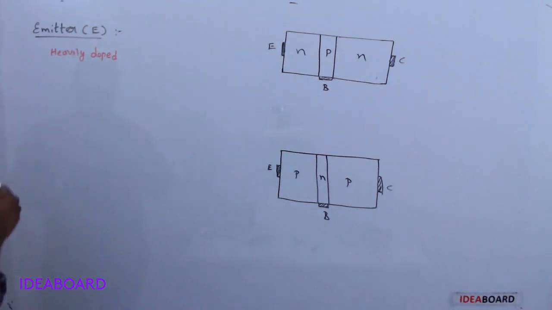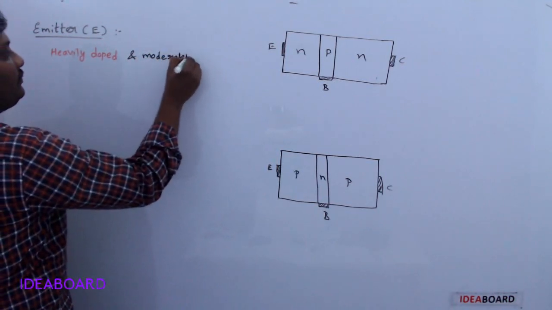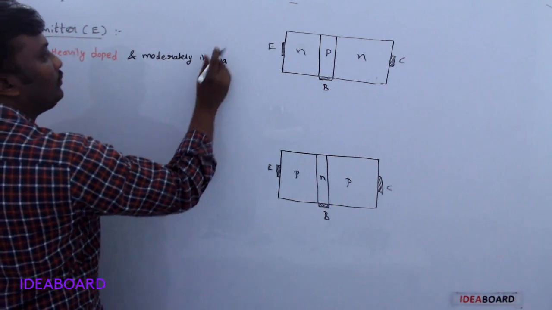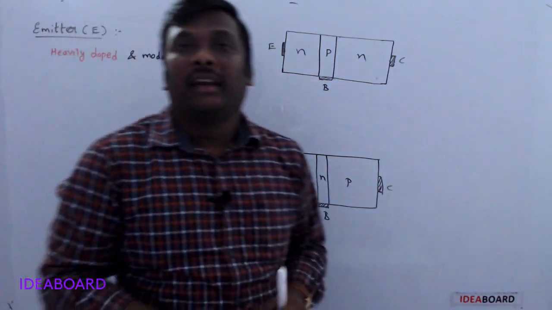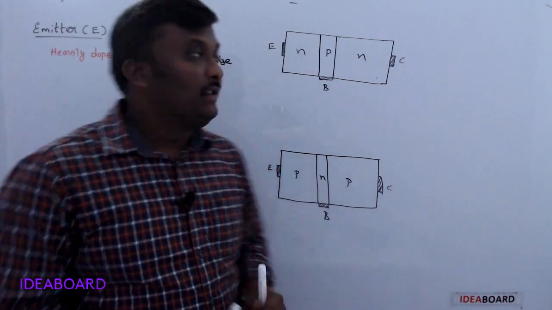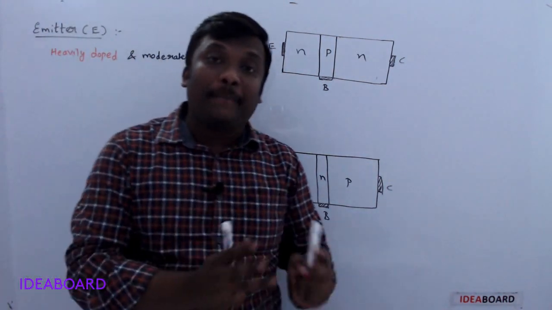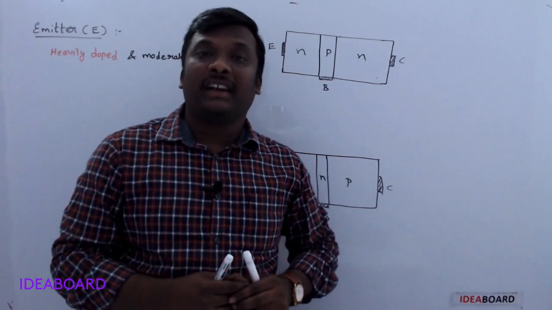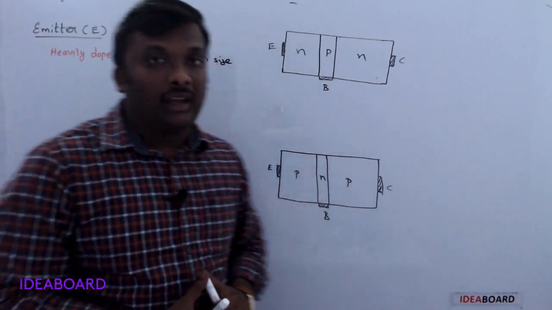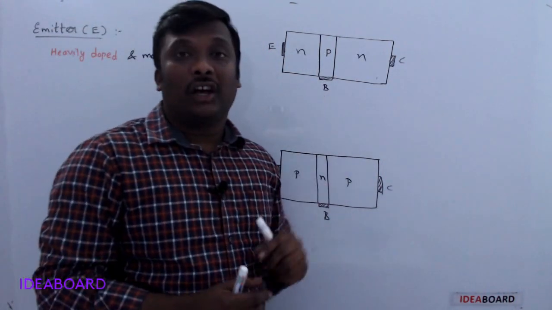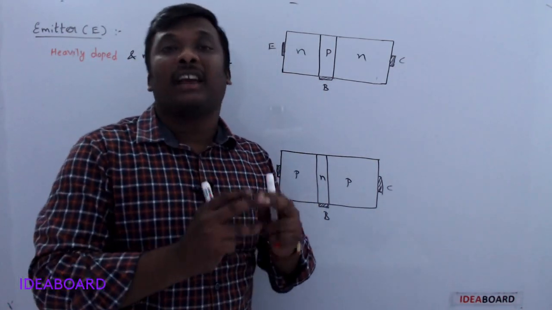Okay, and moderate in size. The emitter is heavily doped and moderate in size. So the main function of the emitter is that it supplies a large number of majority charge carriers for the flow of current through the transistor. Okay, a large number of majority charge carriers it can supply. It is just a source. Okay, a source of majority charge carriers.